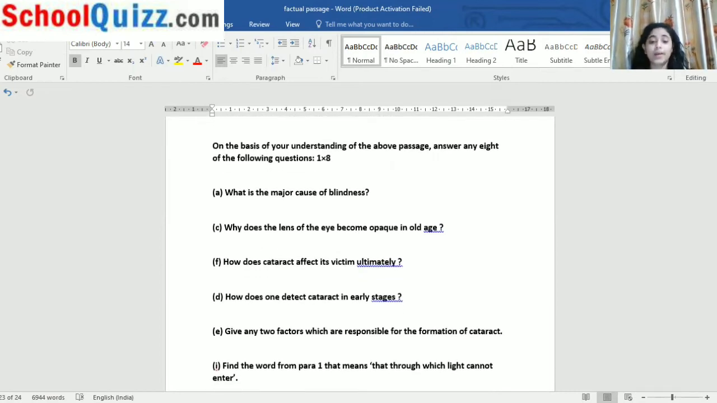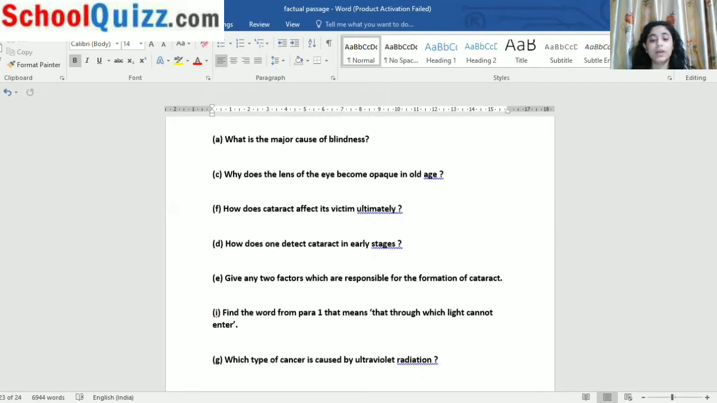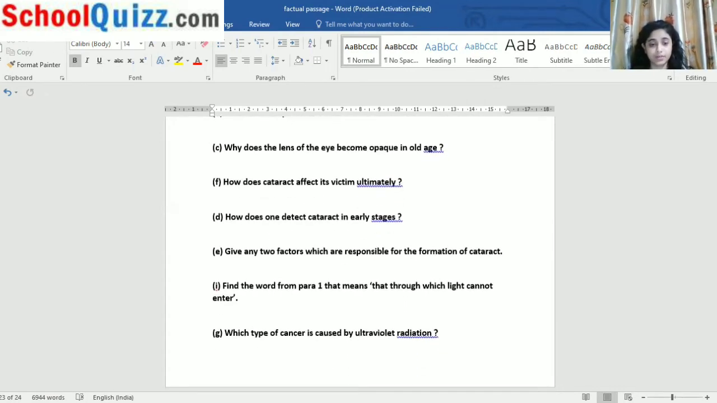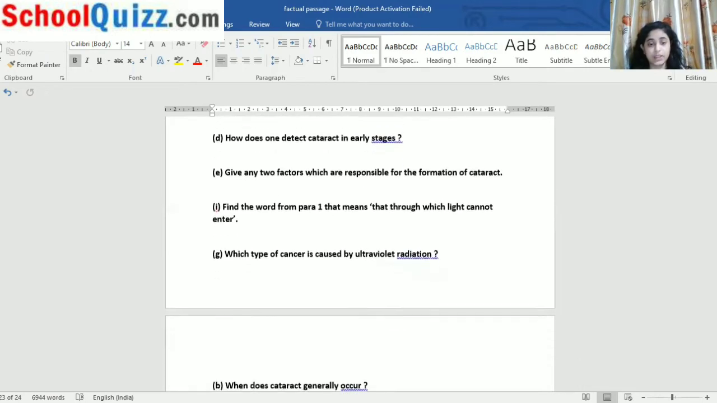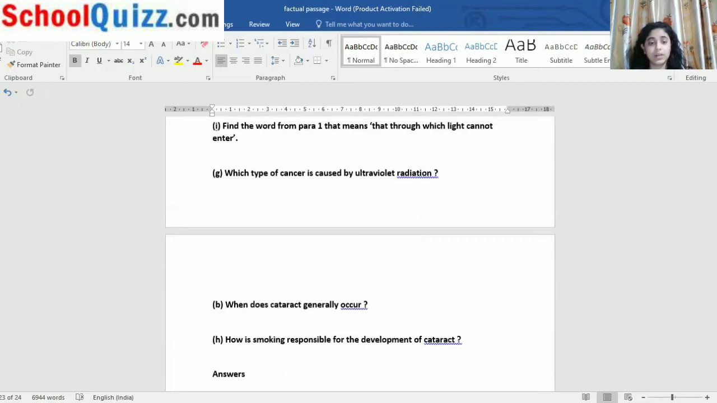Find the word from paragraph 1 that means that through which light cannot enter. Which type of cancer is caused by ultraviolet radiation? When does cataract generally occur? How is smoking responsible for the development of cataract?